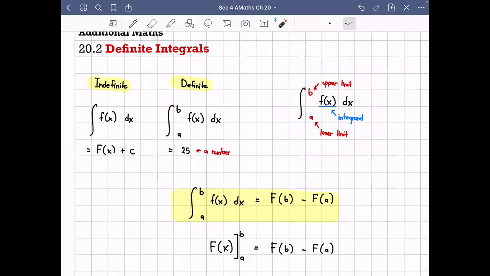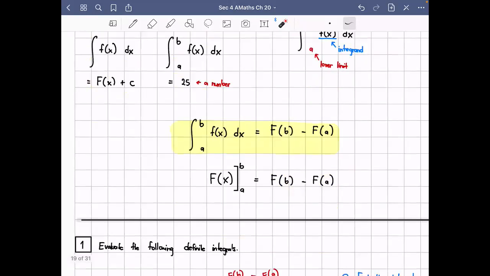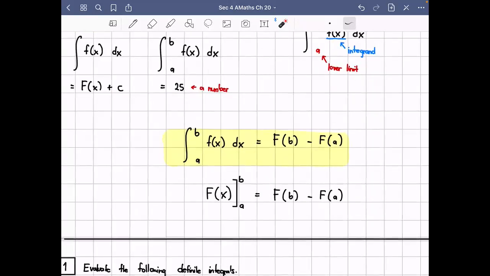Basically, f of x, or the expression, is your integrand, and then this is your variable. Now, how does this work? How does a definite integral work? Basically, you just apply the integral techniques or solutions that we had from 20.1.